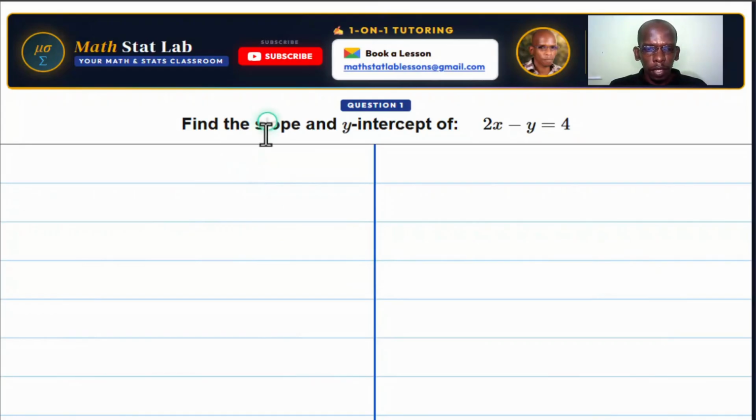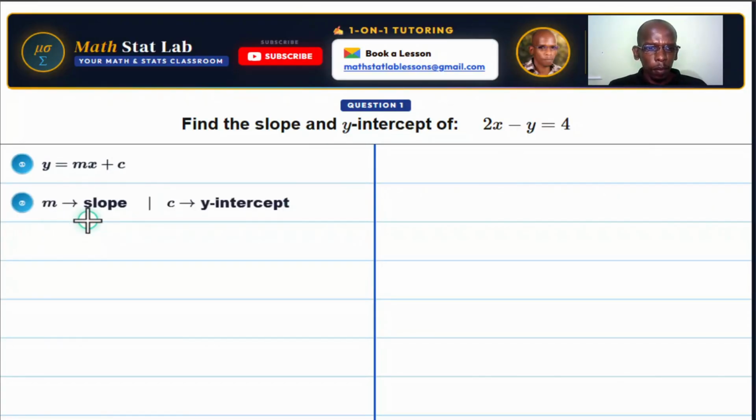So can we start with this example here, which says, find the slope and the y-intercept of 2x minus y is equal to 4. So you are already given the equation of that straight line. The first thing we need to understand about straight lines is the standard equation of those straight lines, and it's given by y is equal to mx plus c, where m is the slope of that line and c is the y-intercept. So we have m is the slope, c is the y-intercept.